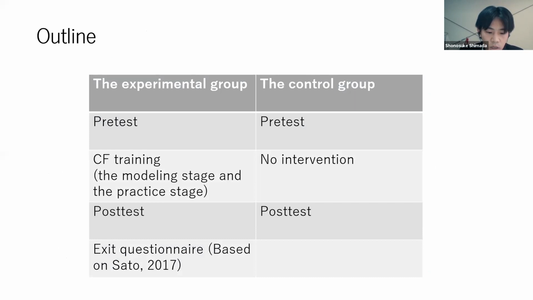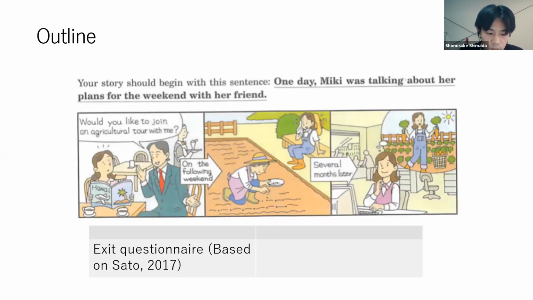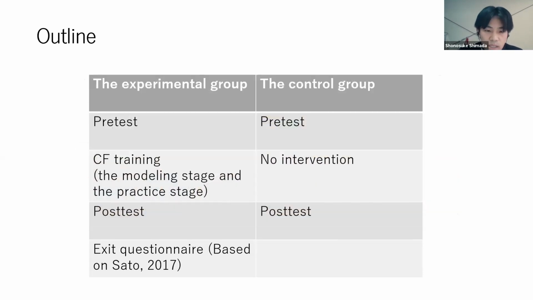And this is the outline of the experiment. Both groups had a pretest and post-test, but only the experimental group had a CF training and exit questionnaire. In both pretests and post-tests, a speaker was asked to make an original story based on a picture, just like this. And while listening, a listener was asked to give advice and suggestions that make the story better. And both tests were conducted in turn.